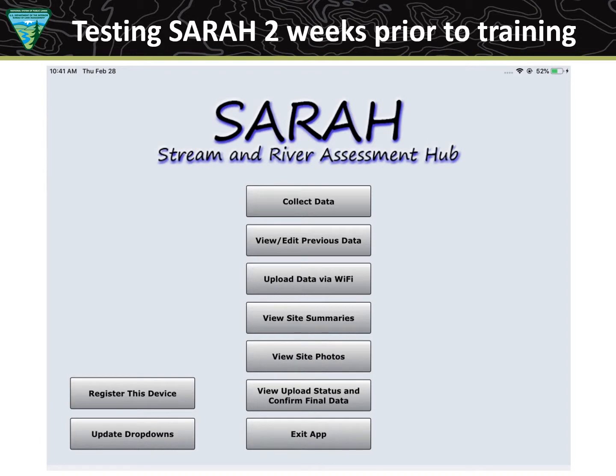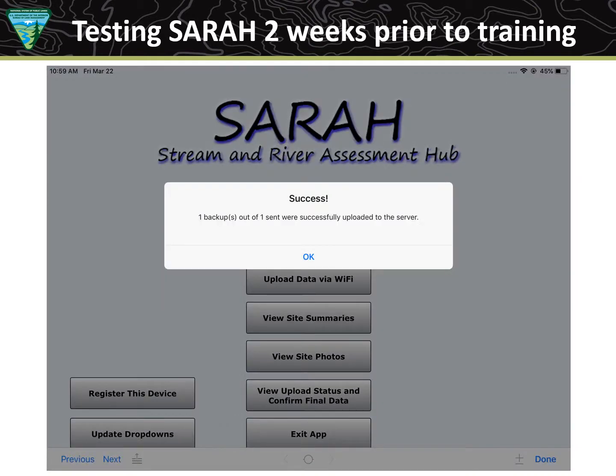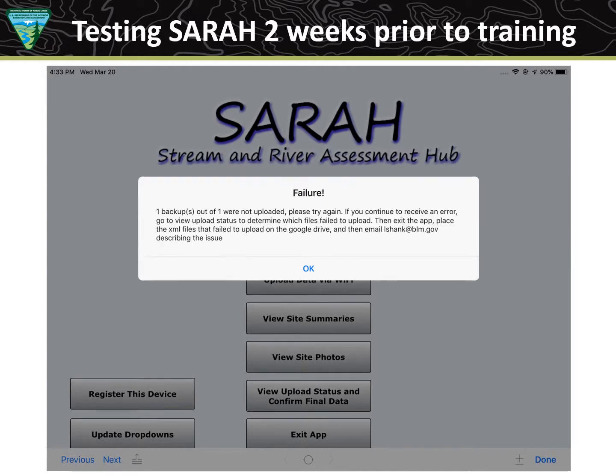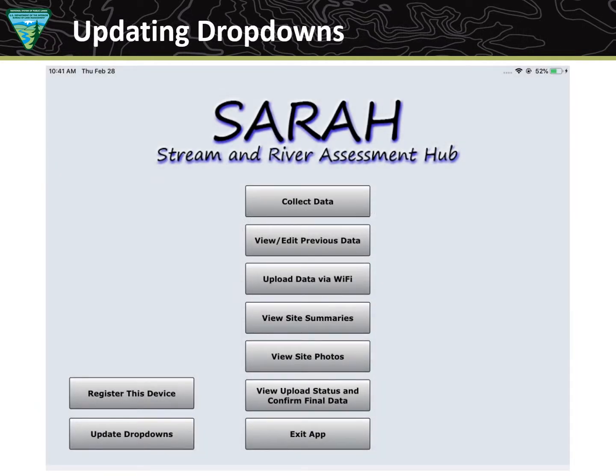To test the upload process, click the Upload via Wi-Fi button while the iPad is connected to a reliable Wi-Fi or cellular network. If a success message is received, the Sarah application is appropriately configured. If you receive a failure message but have received an email confirmation that your registration has been approved, contact the National AIM team.